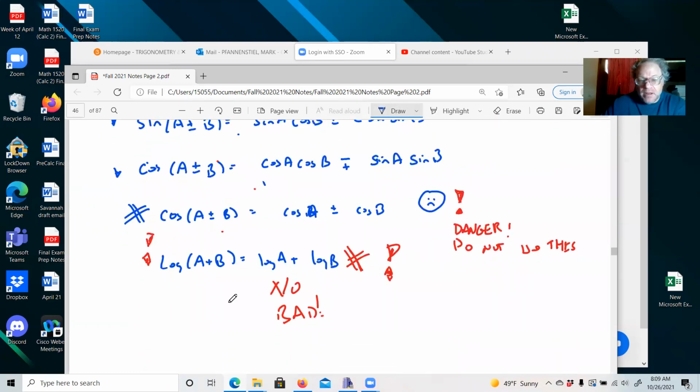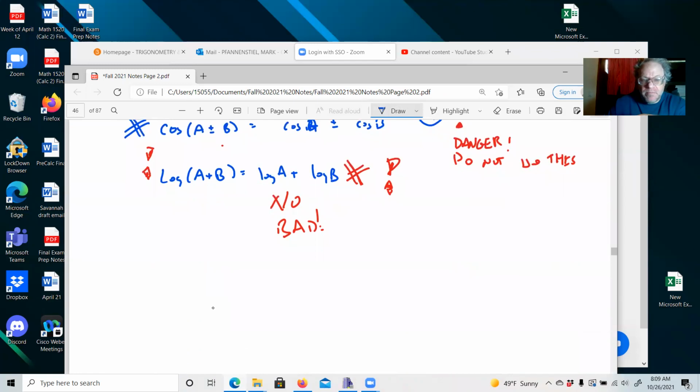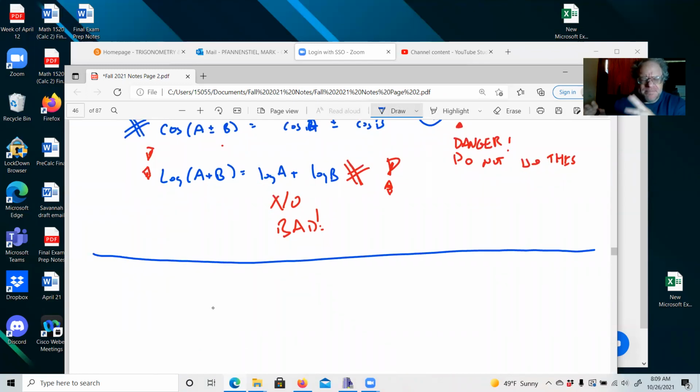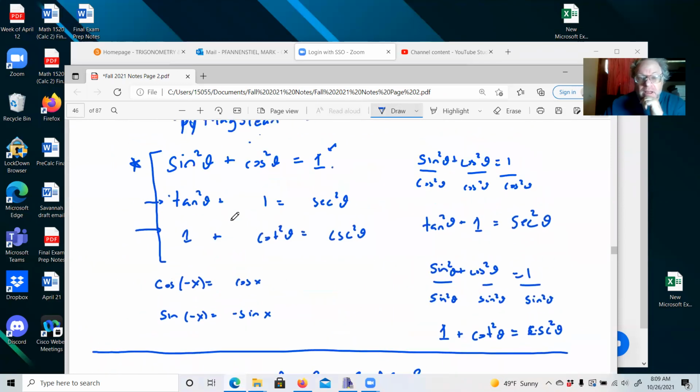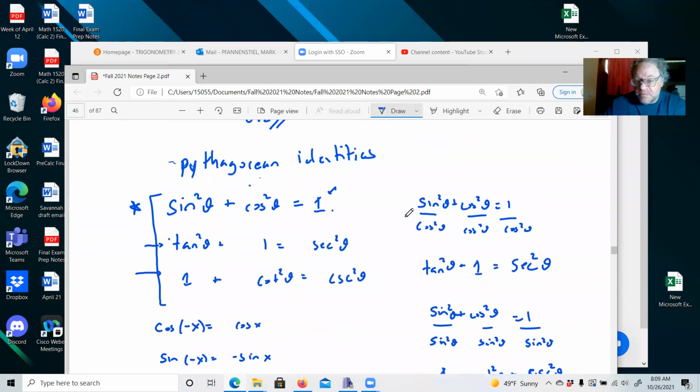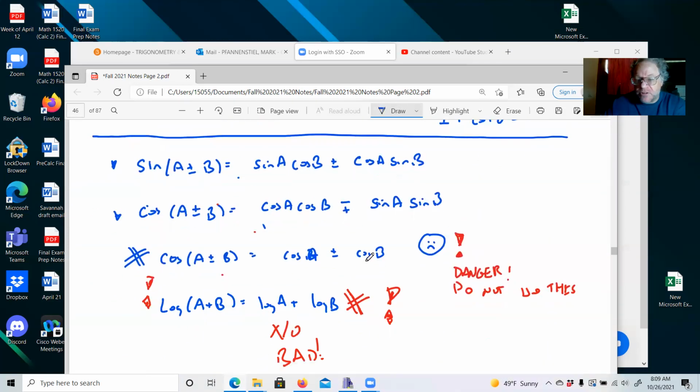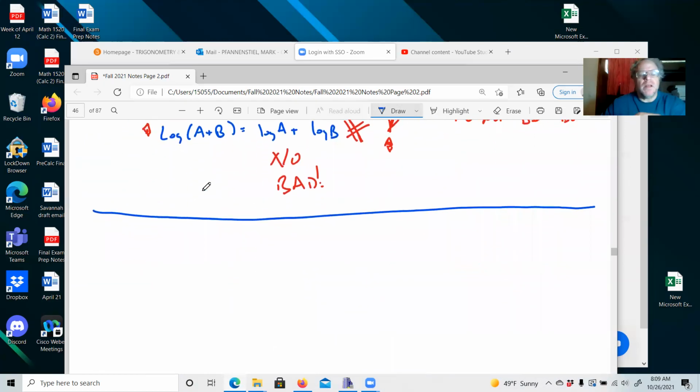Next quiz, we're going to be talking about double angle formulas, and you're going to have to know those too. But the Pythagorean identities, reciprocal, quotient, all of those identities are something you have to know. Sum of angles, you have to know sine and cosine. So yeah, there we go with that.